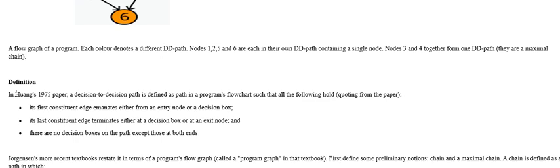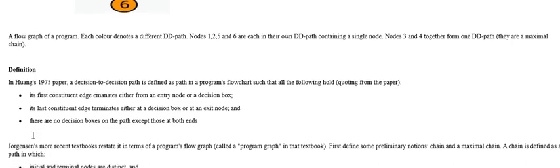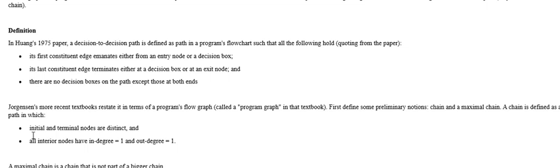Let's see the definition in Hong's 1975 paper. A DD path is defined as a path in a program's flowchart such that the following holds. Its first constituent edge emanates either from the entry node or a decision box. Its last constituent edge terminates either at a decision box or at the exit node. There are no decision boxes on the path except those at both ends.